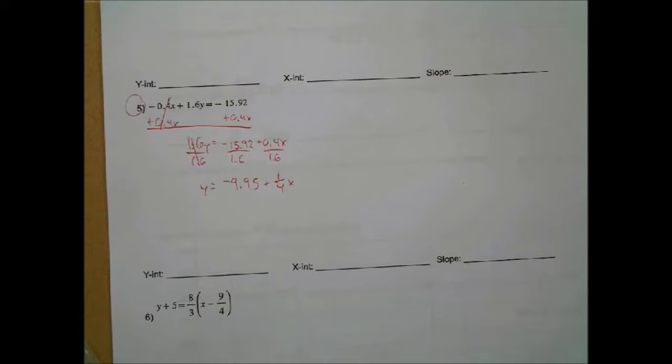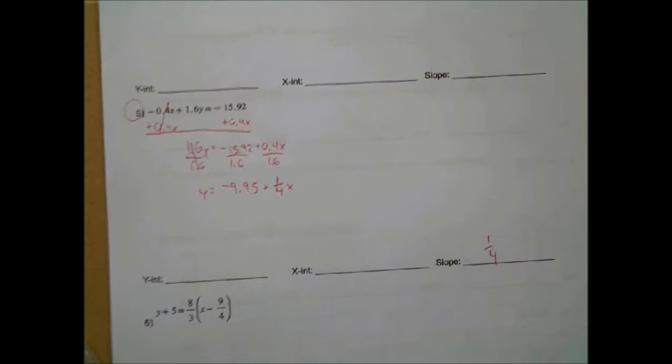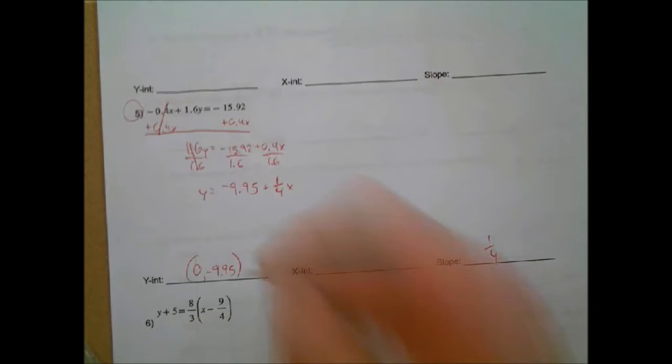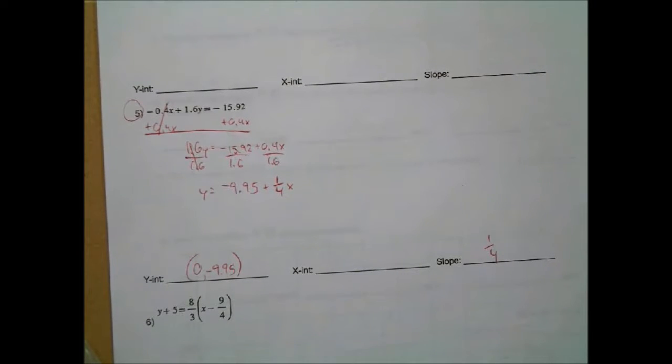The slope is 1/4. Anything else we can say? The y-intercept is 0, -9.95. Great job. Okay, well done, Dylan. We'll go to somebody else then for the next piece of information.